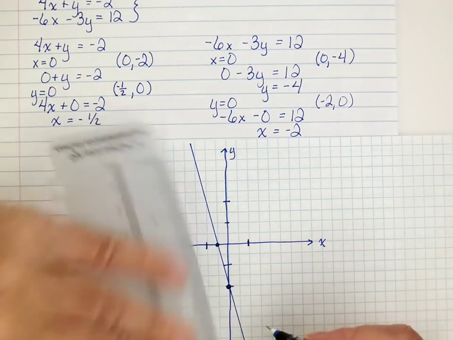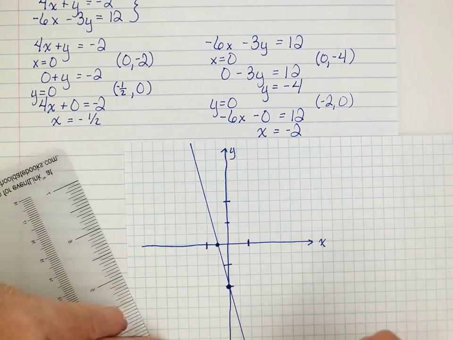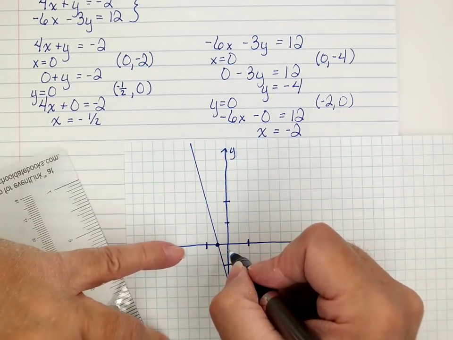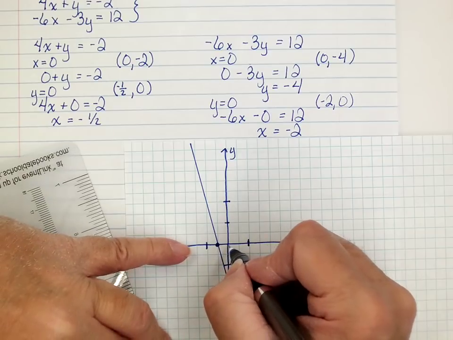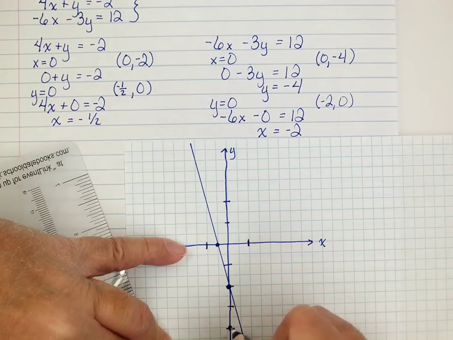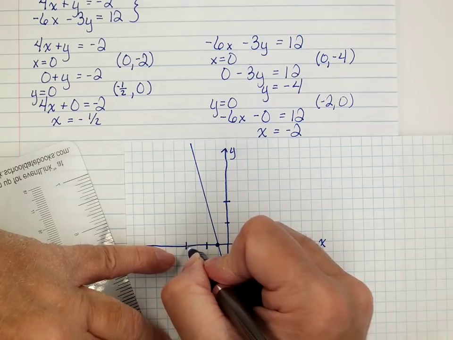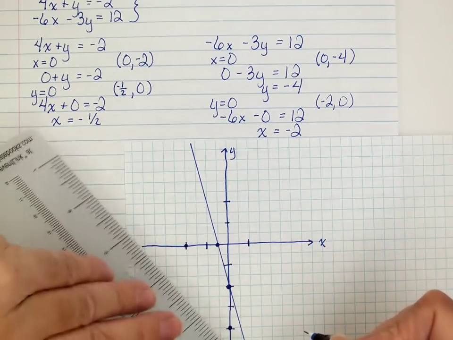There's my first line. So this is going to be equation 1. My second one, I've got 0, negative 4. So that's going to be this point right here. And then I've got negative 2, 0. So this point right here.